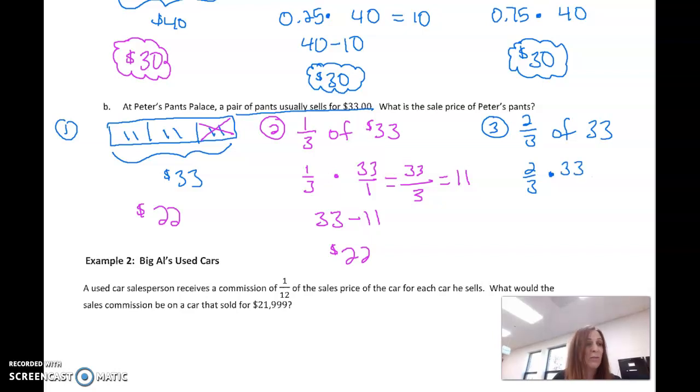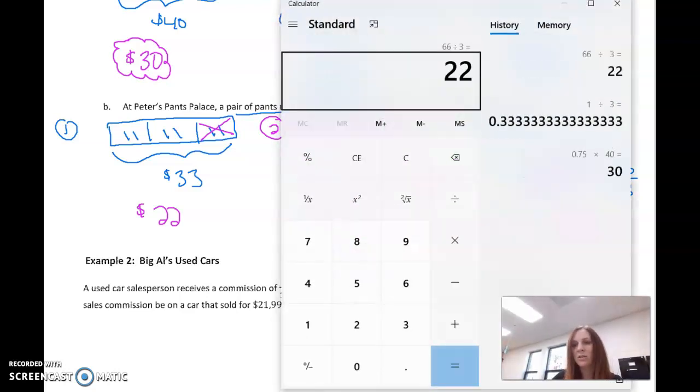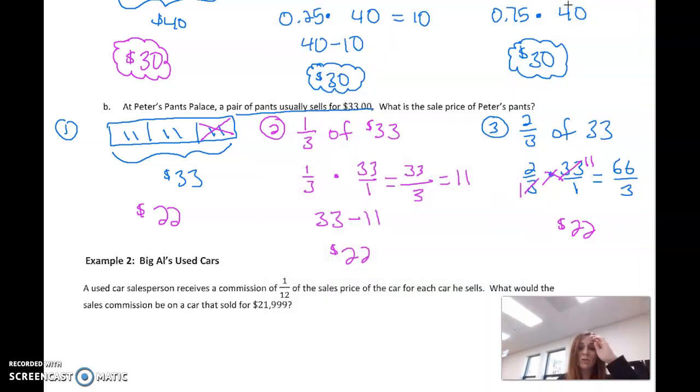times 33 over 1, because you can write it over 1. You can cross reduce. You can go 2 times 33, it's just 66, and 3 times 1, which is 3. Or if you wanted to, 2 and 1 have a common factor of 1, but 3 and 33 have a common factor of 3. 3 goes into itself 1 time, 3 goes into 33 11 times. And I would get 2 times 11 over 1, which is 22. And if you were to go 66 divided by 3, you get 22. Okay, so those are 3 methods we can use, and you can kind of see how they're related. This is the visual, and these 2 here, whether you're thinking of it as how much off you are getting and subtracting, or just what you're paying.